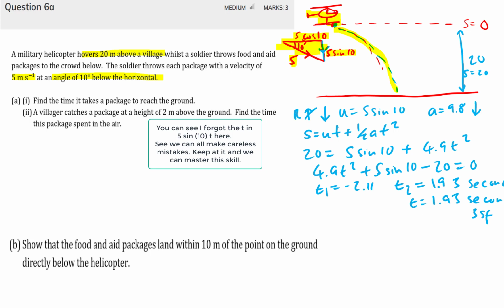So we can get that first part down, no problem. Part two, a villager going to try to catch that. He's got very long arms. That he's at 2 meters. We're going to say the ground is at 20. We know that.